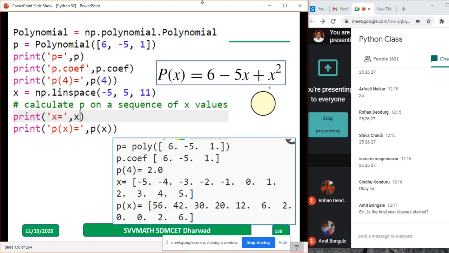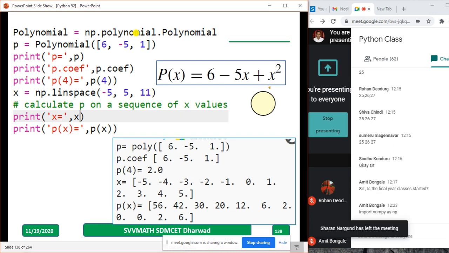The same p of x I'm using now: 6 minus 5x plus x square. P equal to, I am assigning, but remember the first line. Sometimes while cropping I may miss this. Polynomial equal to np.polynomial.polynomial. Before this, what should be there? Can any one of you type? Before I type this, what statement is needed? While cropping I may have missed it. Yes, import numpy as np.